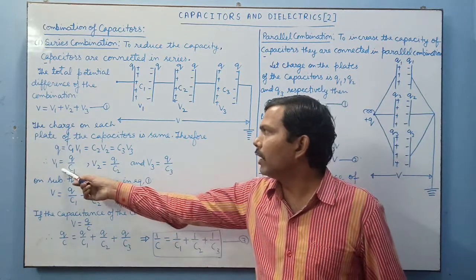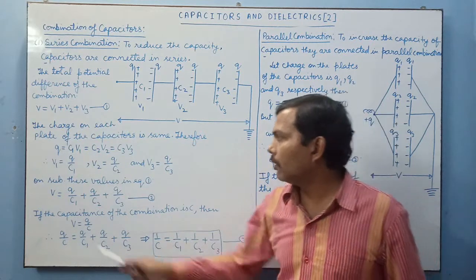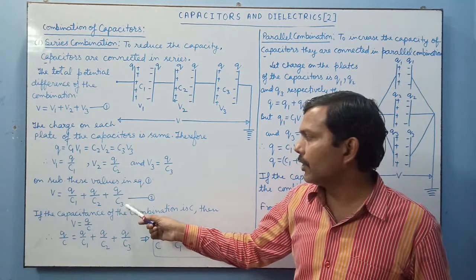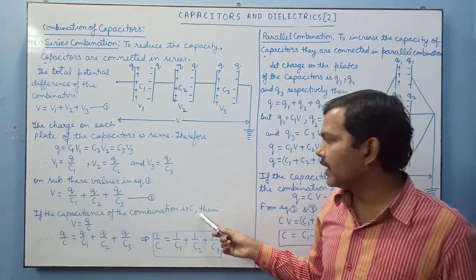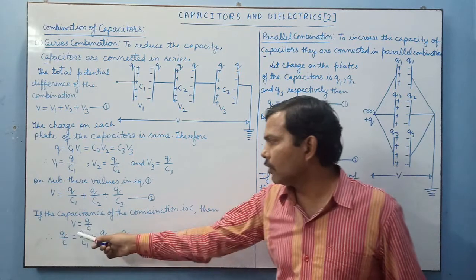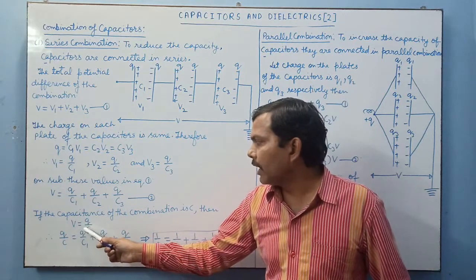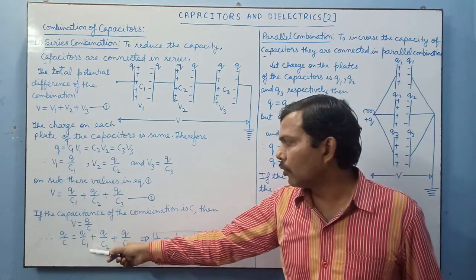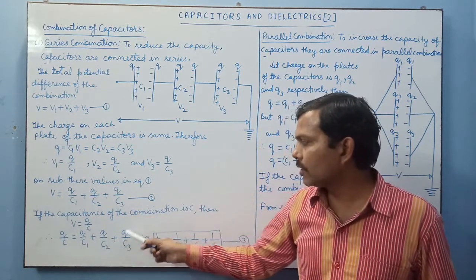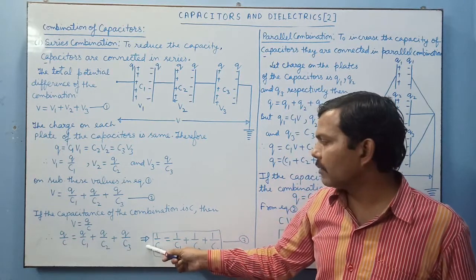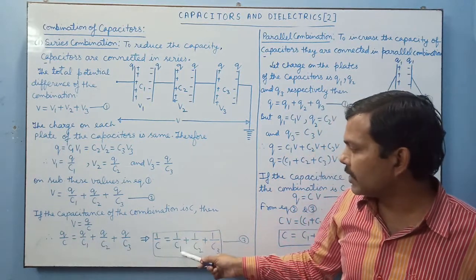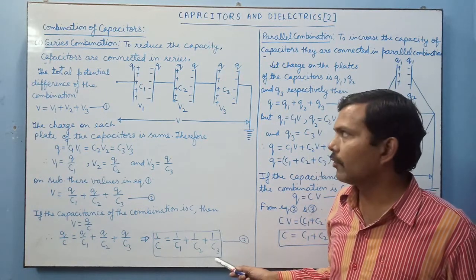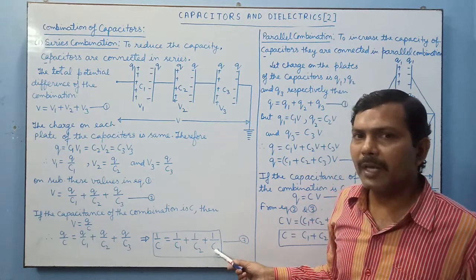On substituting these values in equation number 1, we have V is equal to Q by C1 plus Q by C2 plus Q by C3. If the capacitance of the combination is capital C, in that case V is equal to Q by C. We can substitute this value of V here, so we get Q by C is equal to Q by C1 plus Q by C2 plus Q by C3. This implies that 1 by C is equal to 1 by C1 plus 1 by C2 plus 1 by C3. This is the relation for series combination of capacitors.